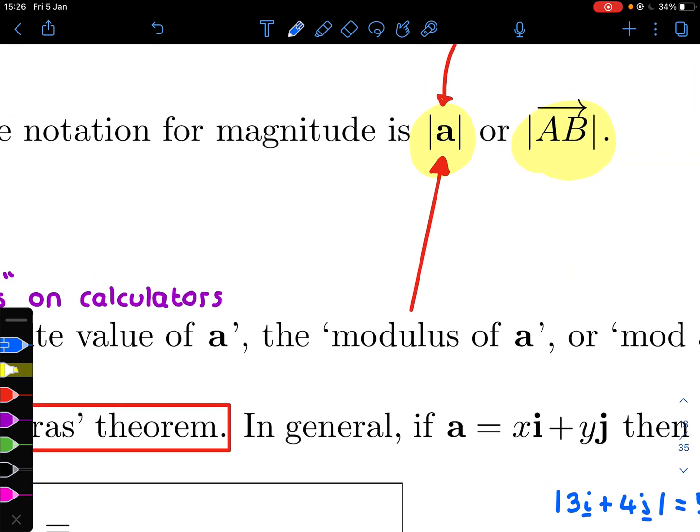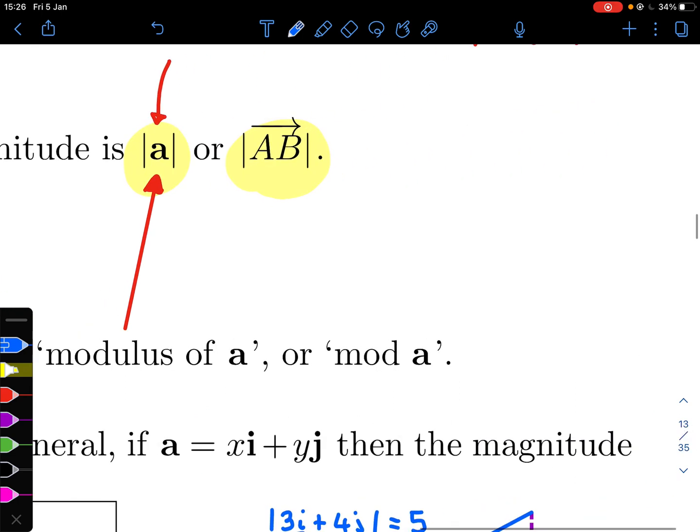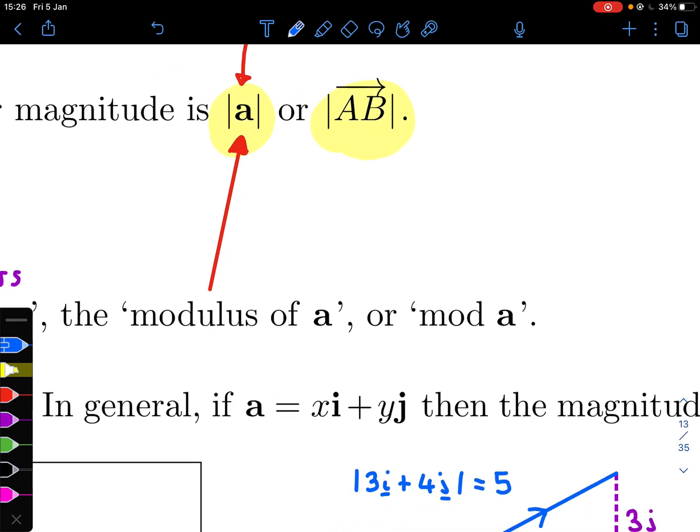Another word for it is the modulus. So it's called the modulus of it. It has the same meaning, more or less. Or you shorten that and just simply say mod A. So that's the notation for magnitude.